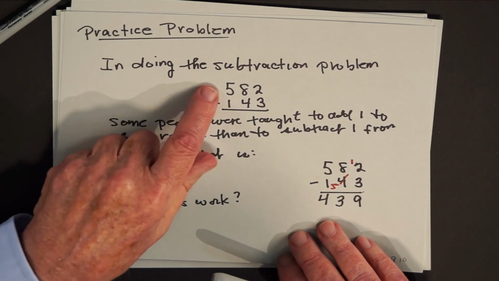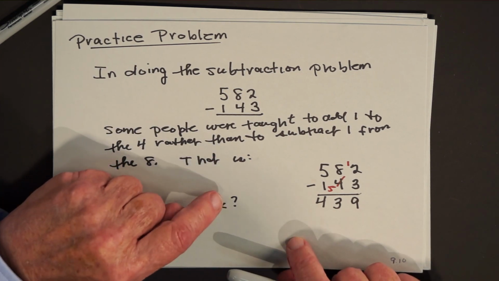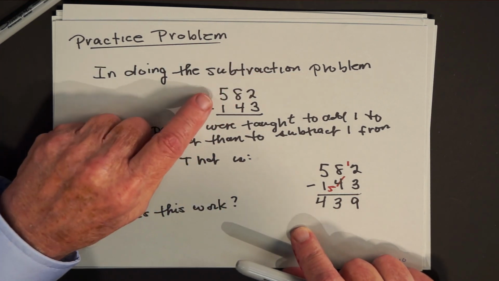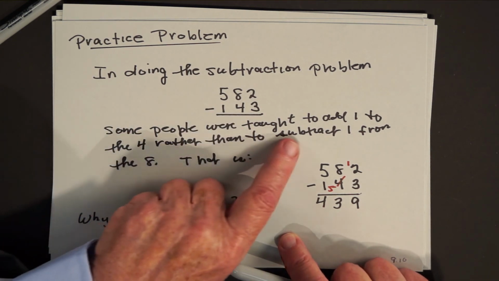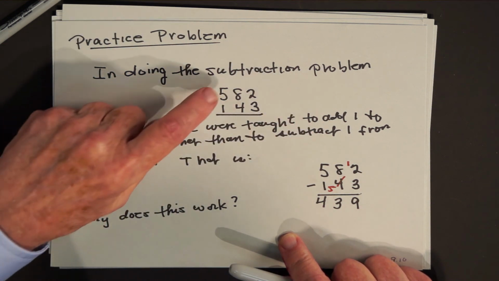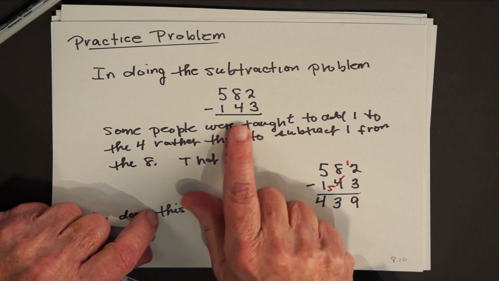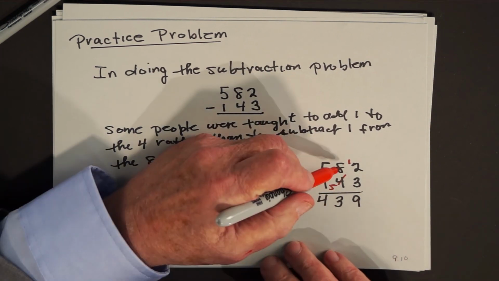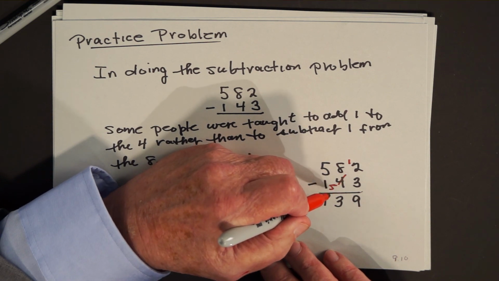But let me show you what the problem was, because I found students doing this and other students getting perplexed when it happened. In doing the subtraction problem, 582 minus 143, some people were taught to add 1 to the 4 rather than to subtract 1 from the 8. That is, they would take 582 minus 143, and instead of crossing out the 8 and making it a 7, they crossed out the 4 and made it a 5.